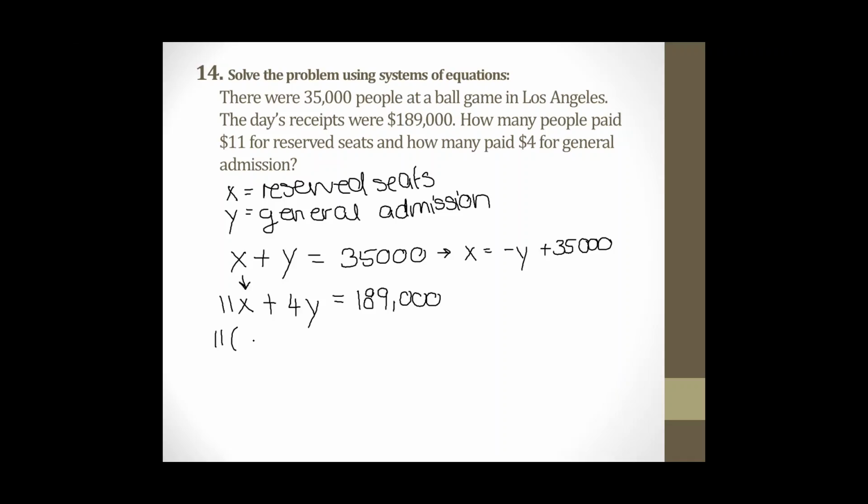11 times negative Y plus 35,000, continuing with my equation, plus 4Y equals 189,000. Distributing the 11, negative 11y. What is 11 times 35,000? There's a plus, I know that. What do you got?